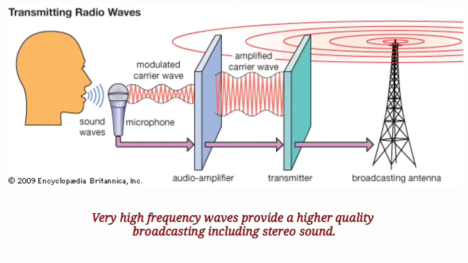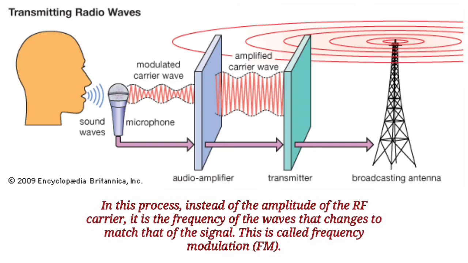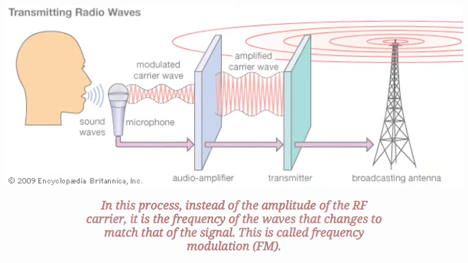Very high-frequency waves provide a higher quality broadcasting, including stereo sound. In this process, instead of the amplitude of the RF carrier, it is the frequency of the waves that changes to match that of the signal. This is called frequency modulation or FM.